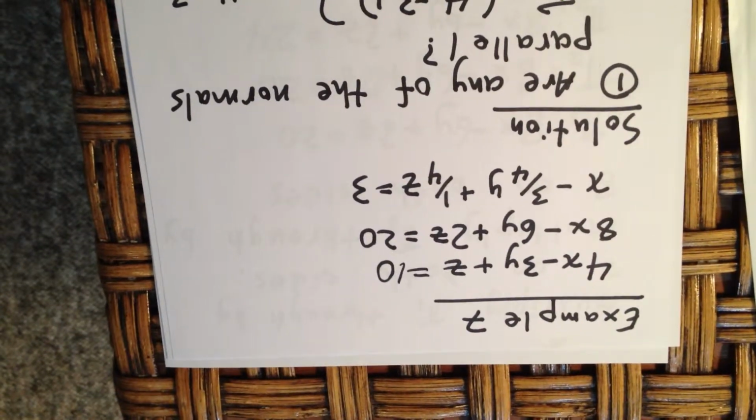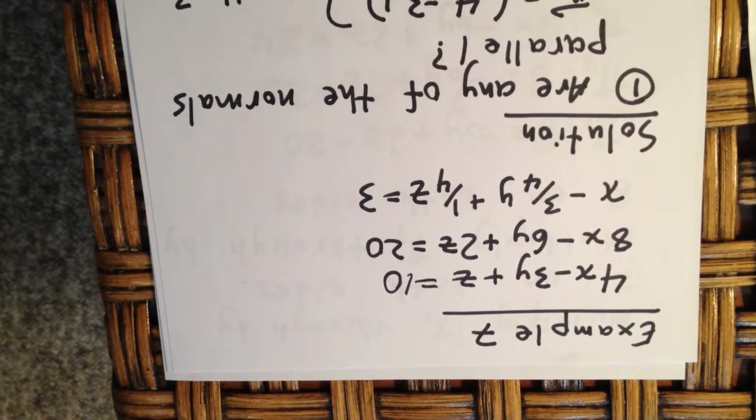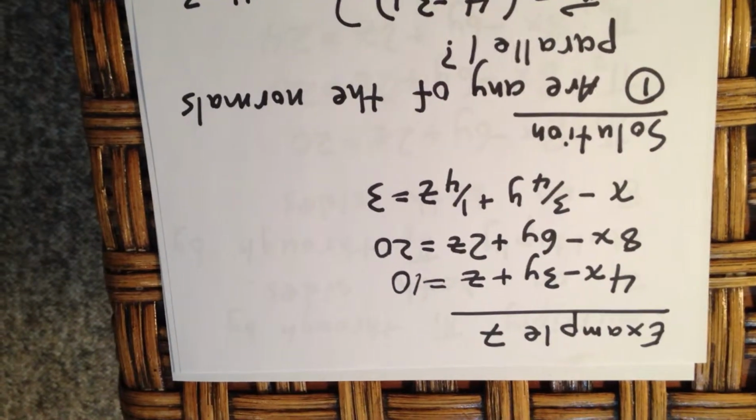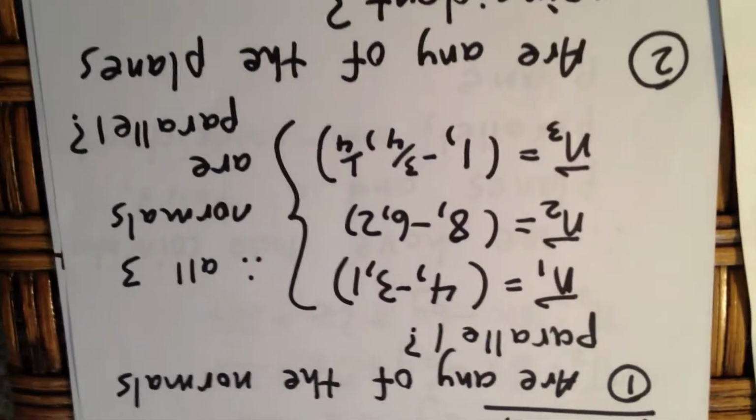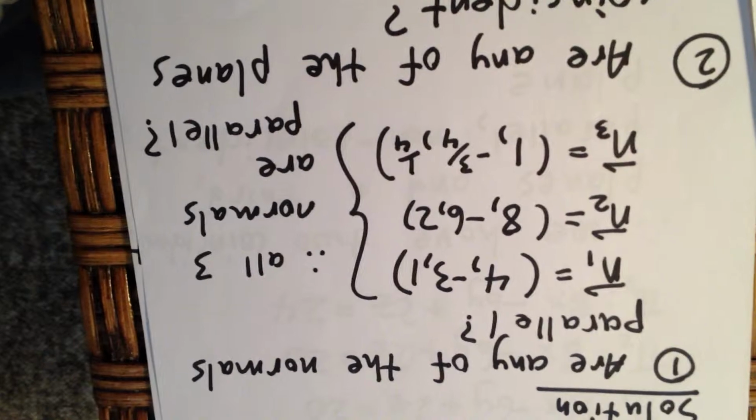In our next question, we're given the three planes as shown, and we want to ask ourselves if any of the normals are parallel, because that's always the first question you ask yourself when you are trying to solve a system with three equations and three unknowns. So, in this case, we see that all three normals are in fact parallel.